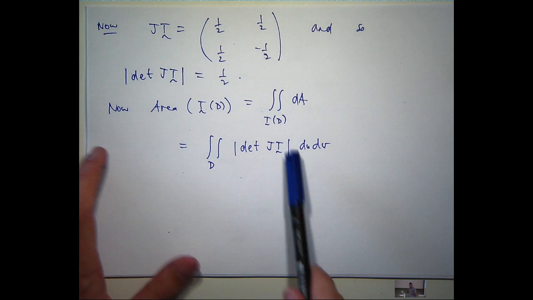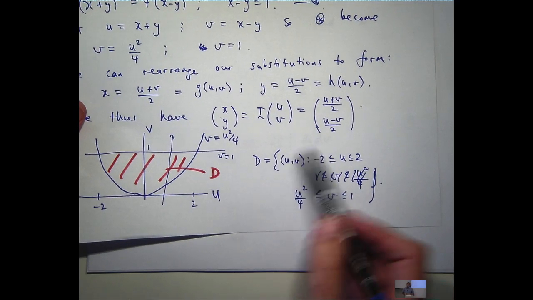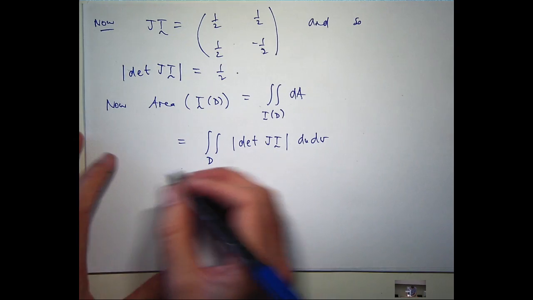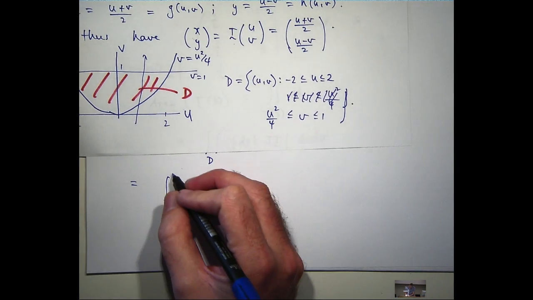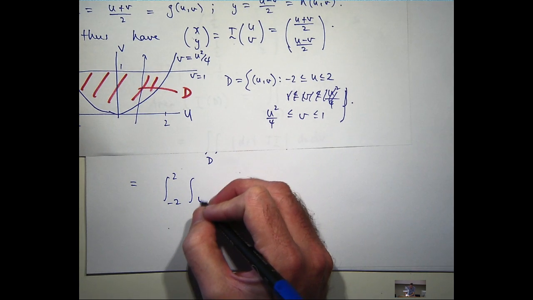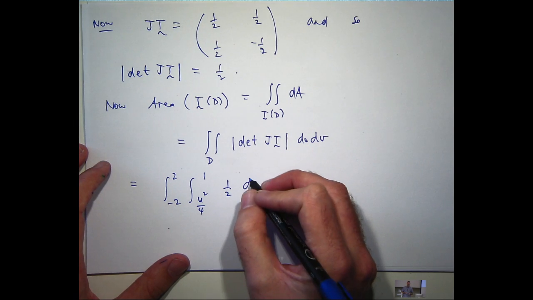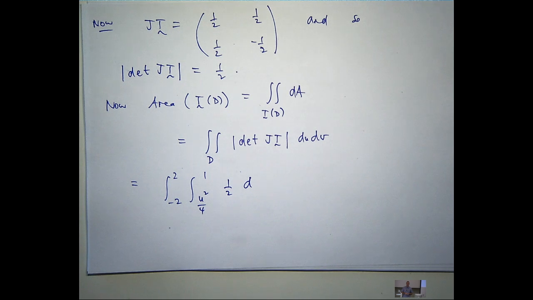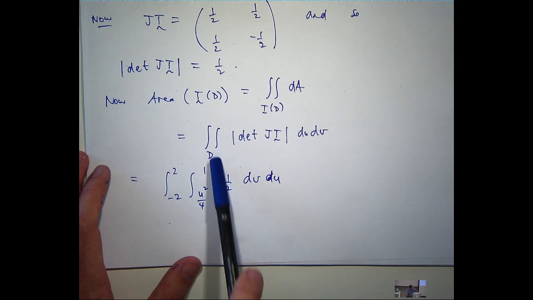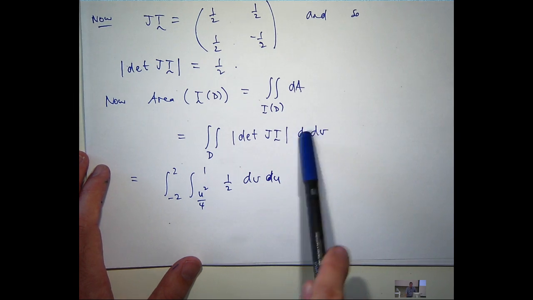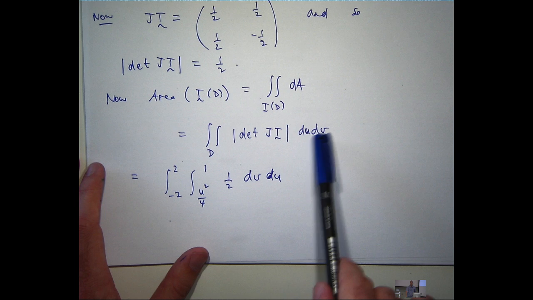Now remember, this is just a half. So let's put in my limits of integration. They come from down here, assuming we've done it correctly, of course. So using this, I know that I'm going to integrate from minus 2 to 2 and from u squared on 4 to 1. This is a half, dv du. Okay, now you might think, how did I switch those? Well, I haven't fixed the order of integration, so I can just write that down whichever way I like. If you want to write that down dv du, well, feel free to do so.